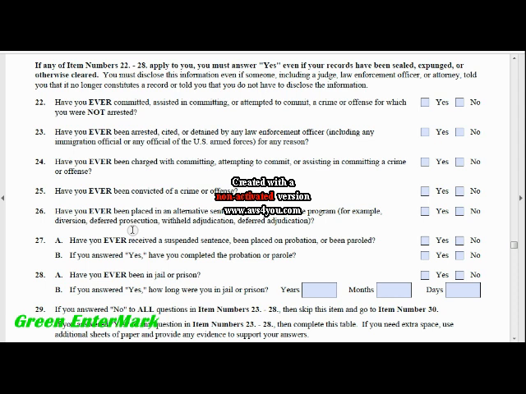Have you ever been placed in an alternative sentencing or rehabilitative program, for example, diversion, deferred prosecution, withheld adjudication, or deferred adjudication? Have you ever received a suspended sentence, been placed on probation, or been paroled? If you answer yes, have you completed the probation or parole? And have you ever been in jail or prison? If you answer yes, how long were you in jail or prison?